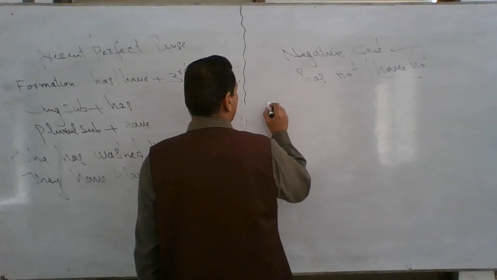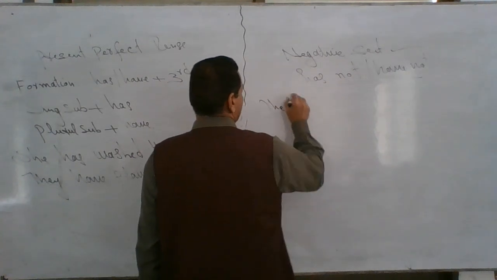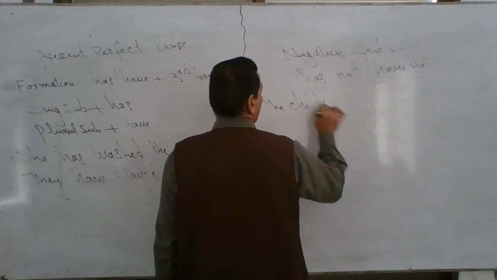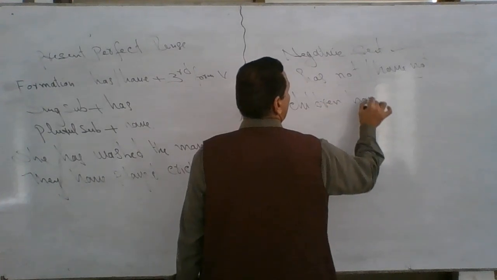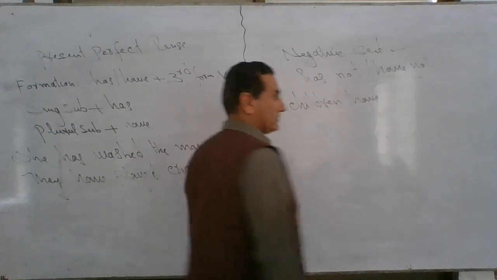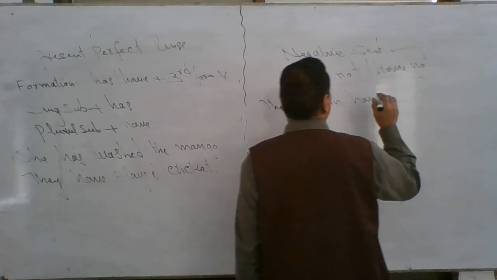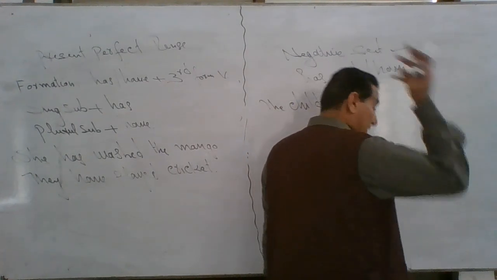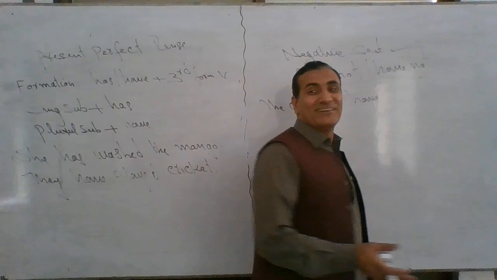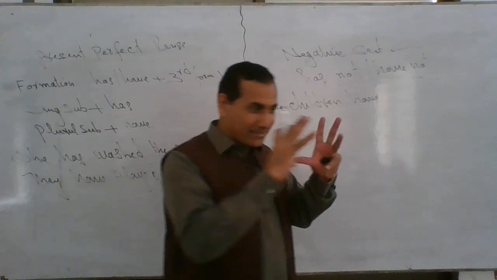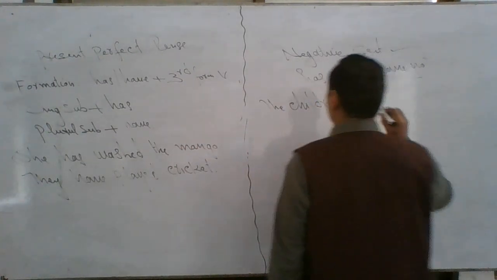For example, the chair. We also can get the contraction, but that needs another class, how to form the contractions, the forms.